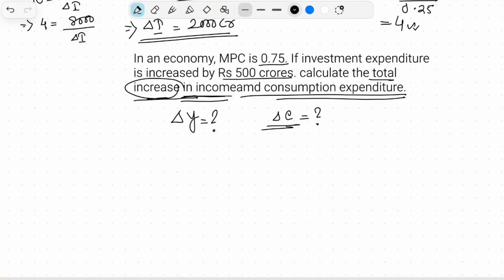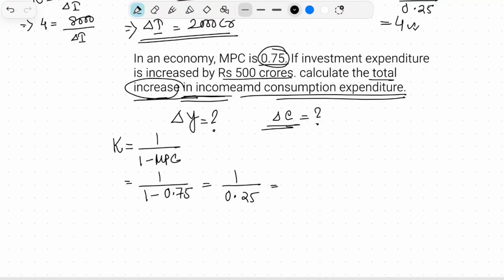Using this MPC, we can easily find the multiplier, 1 divided by 1 minus MPC. So 1 divided by 1 minus MPC, how much is the MPC? It is 0.75. Therefore, 1 divided by 0.25, which is equal to 4. So the multiplier is 4.